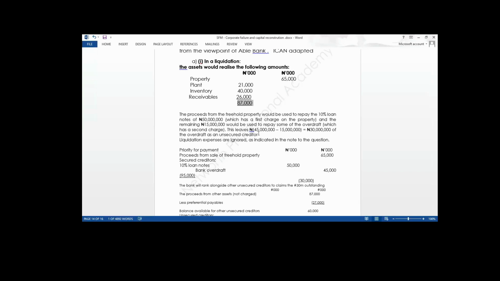At our first lecture, we explained how the proceeds will be distributed. Can we recall? We said the proceeds from liquidated assets will be distributed as follows. 1, preferential creditors, also called preferential payables. Who are the preferential creditors? This includes unpaid wages, unpaid pensions, unpaid taxes. This represents preferential creditors.